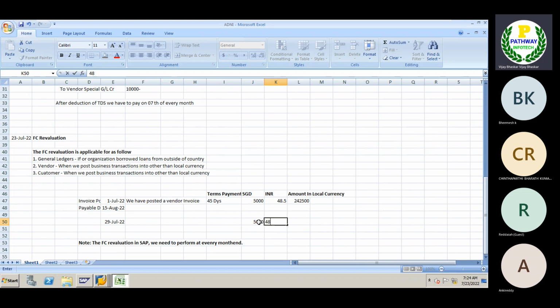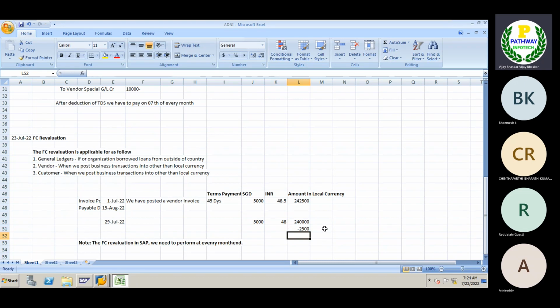My exchange rate is now 48. It means it has been reduced. It has been the cost. Now you can see what is the difference between both of these. What is the difference? This minus this. Now the difference is 2500 rupees.